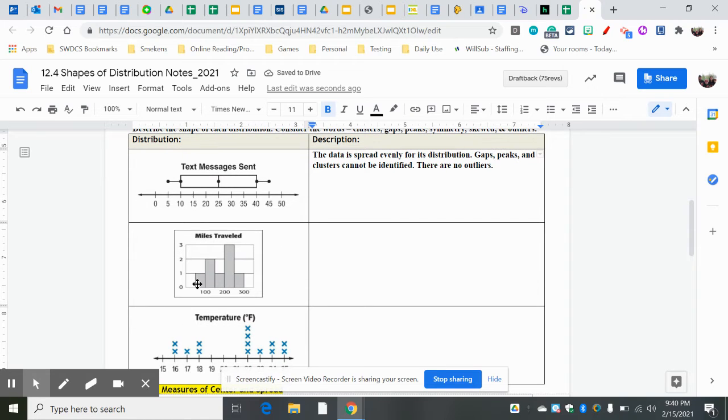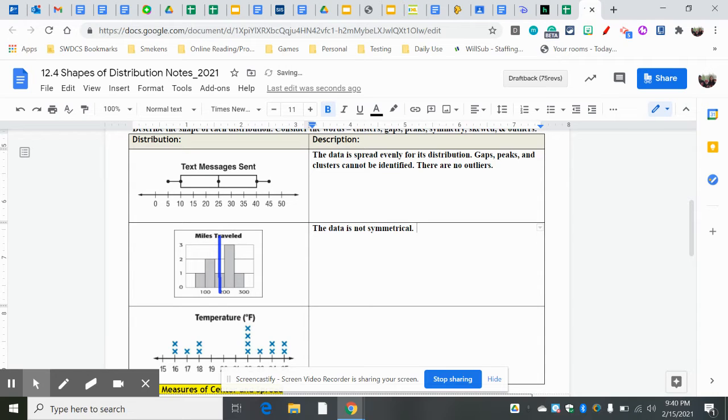Then my next graph here, it's more of a histogram. If I was going to describe the distribution, if it's symmetrical, if I draw a line down the middle here, my values are not the same. It's really not even close. It's kind of up above here. So the data is not symmetrical.